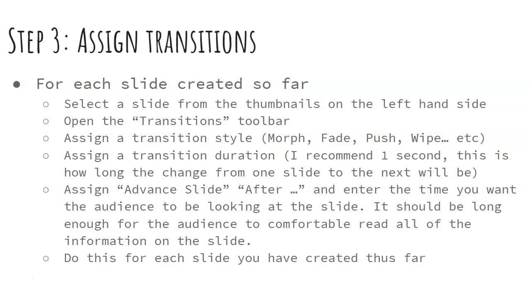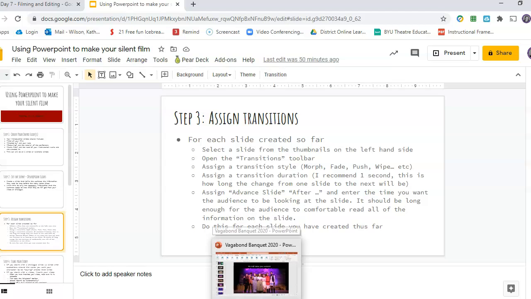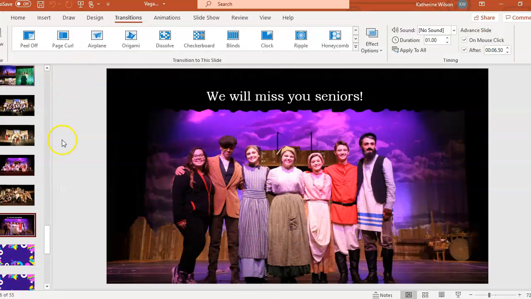All right, so for each slide, you're going to assign a transition. Okay, and let's take a look at what that looks like. And so this is an example from our banquet last year of how I created the video for that. Okay, so the first thing you do is you select your slide over here on the left, okay? And then up here where it says transitions, you're going to open the transitions toolbar, okay? And select your transition style. So as you can see, this one is a fade. There are lots of different transition styles to choose from, so choose your transition style.